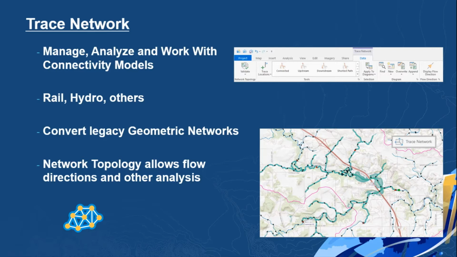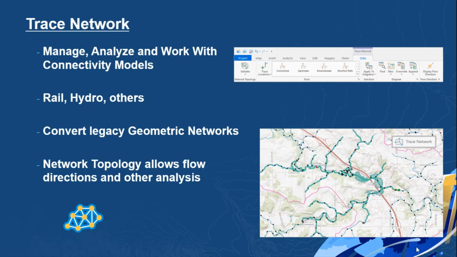Now, the connectivity will be established when the network topology is enabled. The network topology provides capability to perform advanced analytic functions such as tracing and creation of network diagrams, as well as validation for the network. This would be applicable to those who are modeling hydro, rail, or others, where you can show a disruption in the network itself and see the cascading effect downstream from any of these impacts.